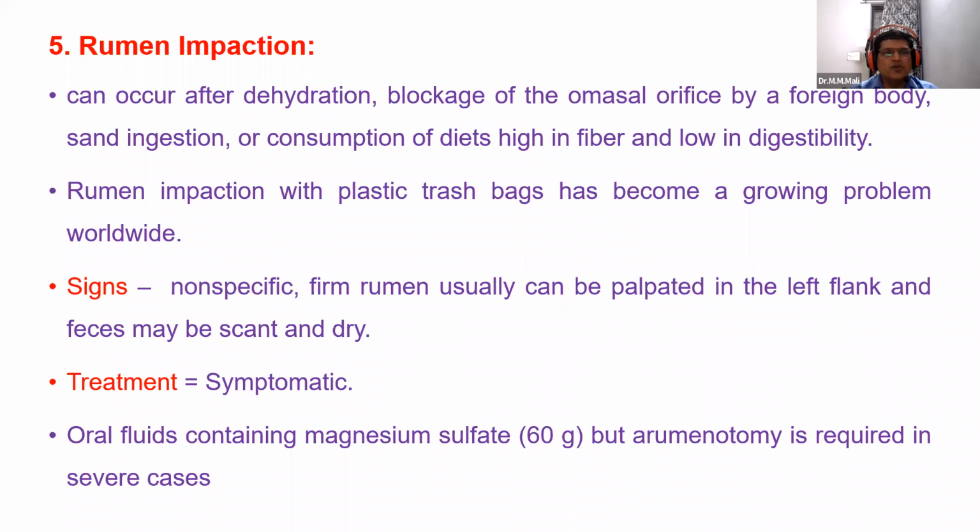The treatment for rumen impaction is symptomatic. The animal with dehydration needs intravenous fluid therapy, and some laxative or purgative preparations help in relieving the impaction. Oral fluids containing magnesium sulfate at around 60 gram can be given, but rumenotomy is required in severe cases. Rumenotomy helps in relieving the impaction; otherwise, symptomatic treatment helps in relieving rumen impaction in sheep and goat. This condition is seen sometimes due to feeding of high grain diets or when the animal has dehydration.